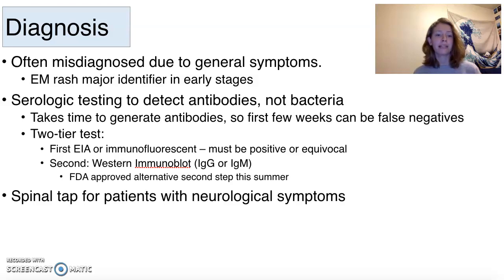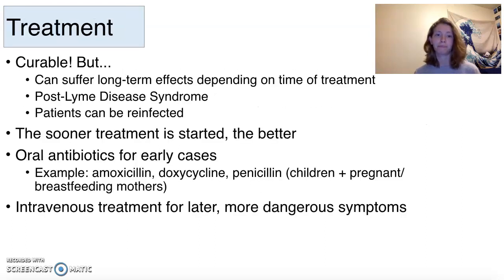The test is a two-tier test. The first is an enzyme immunoassay or an immunofluorescent assay, and if those results are positive or equivocal, it moves on to the second stage, which is the Western immunoblot. It can be IgG or IgM. And just this summer, the FDA approved an alternative second step, which is a second enzyme immunoassay. Also, for patients that exhibit neurological symptoms, a spinal tap is performed to detect antibodies and also bacterial DNA.